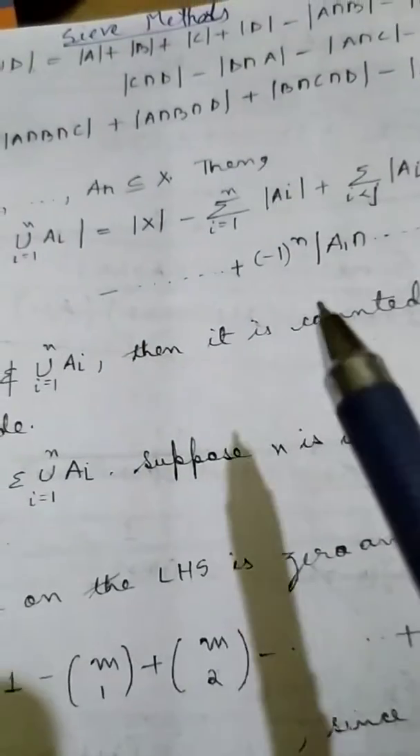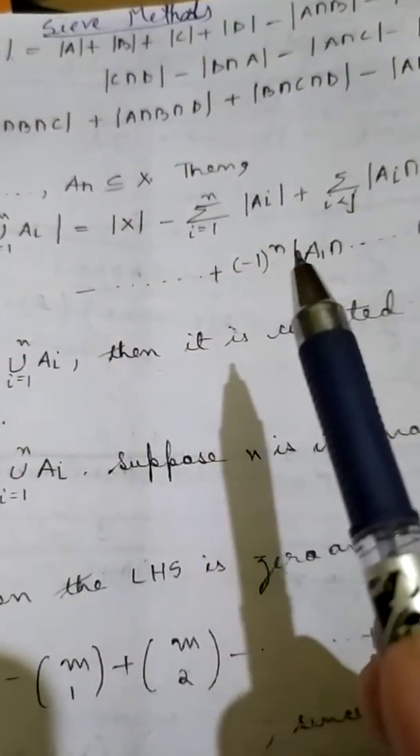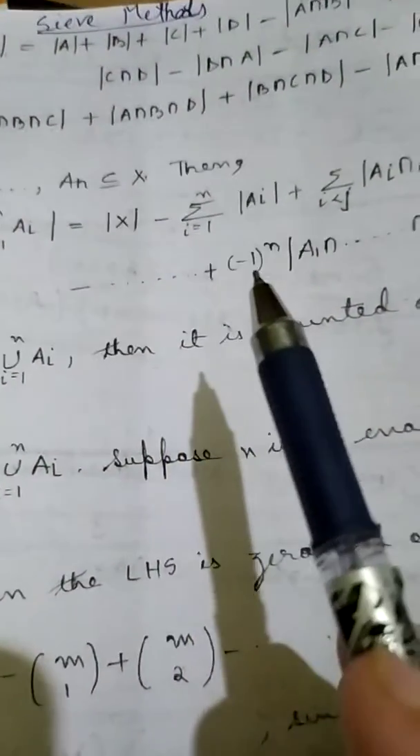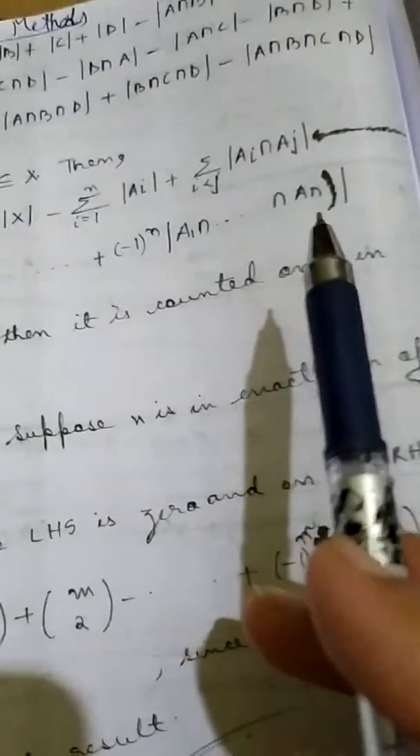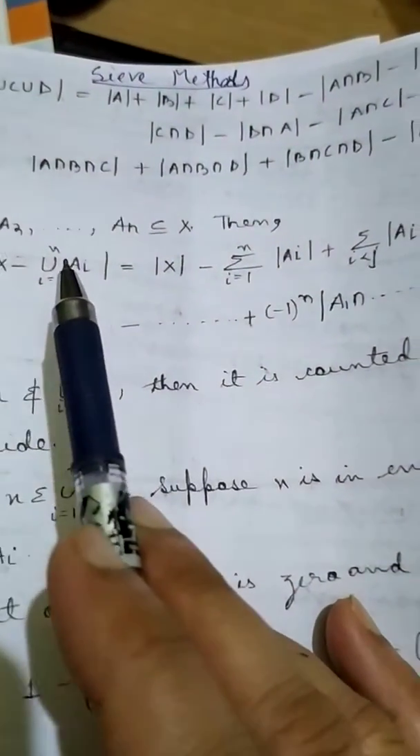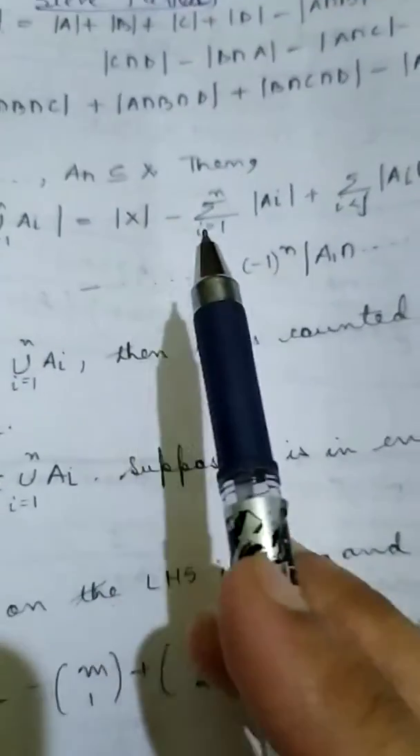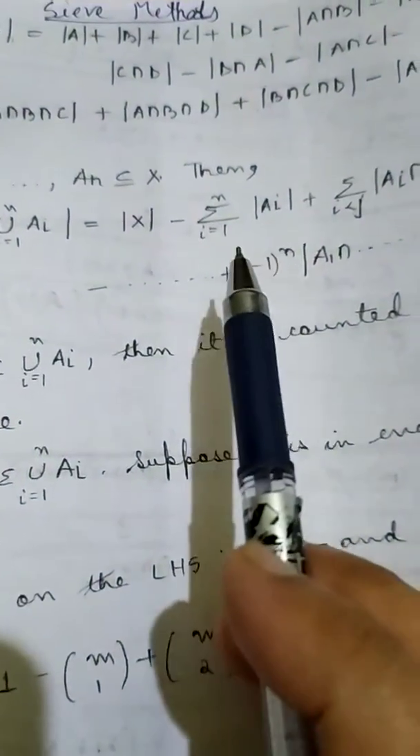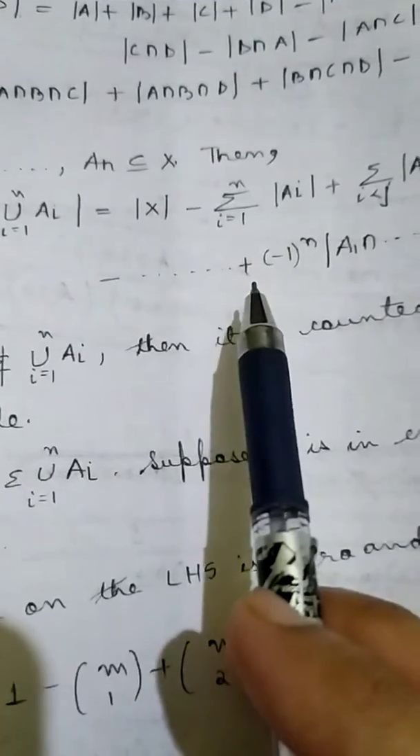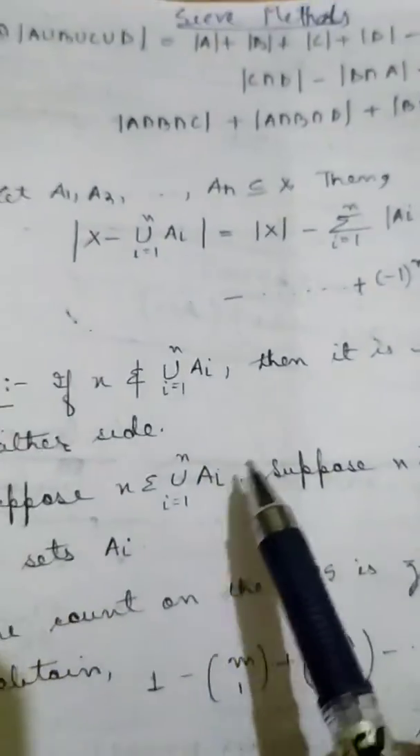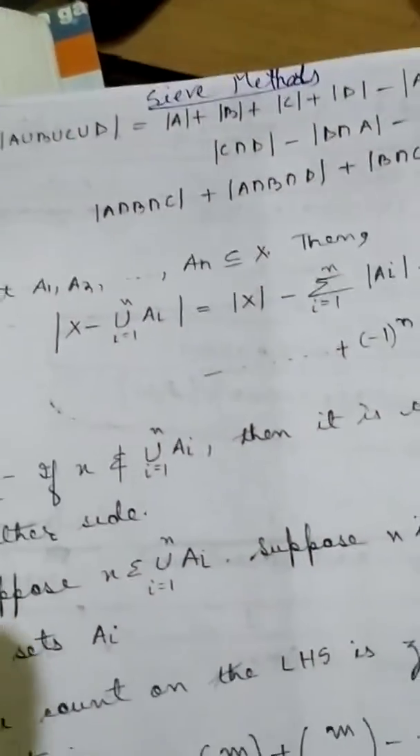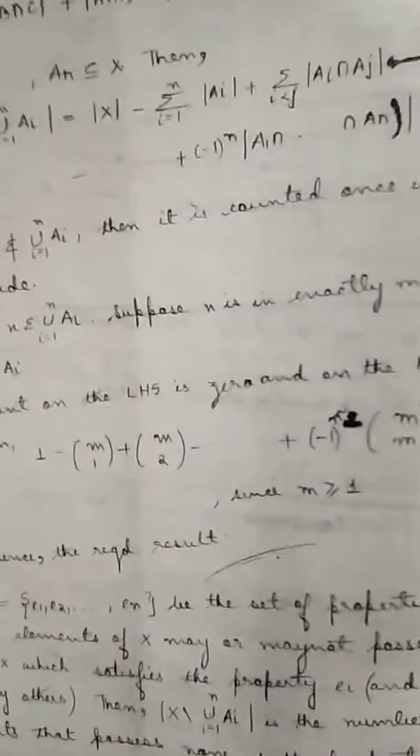We don't know whether the factor minus 1 to the power n is plus or minus. Depending upon whether the number of sets in this union is even or odd, it will determine whether it is plus 1 or minus 1. So now how can you establish this result?